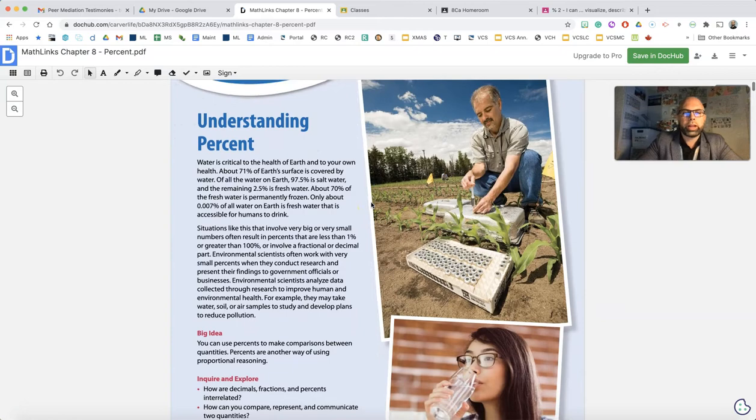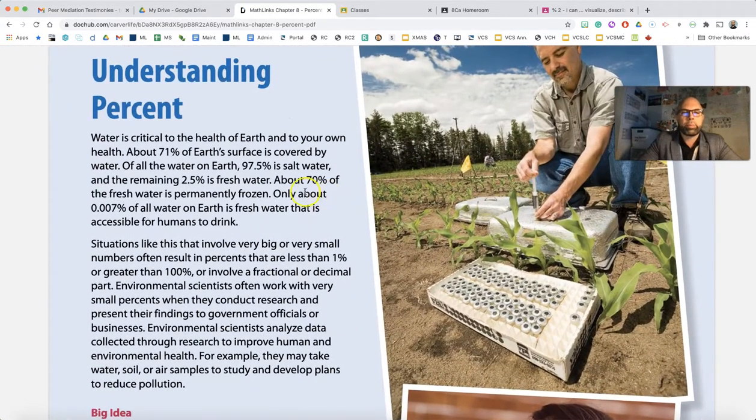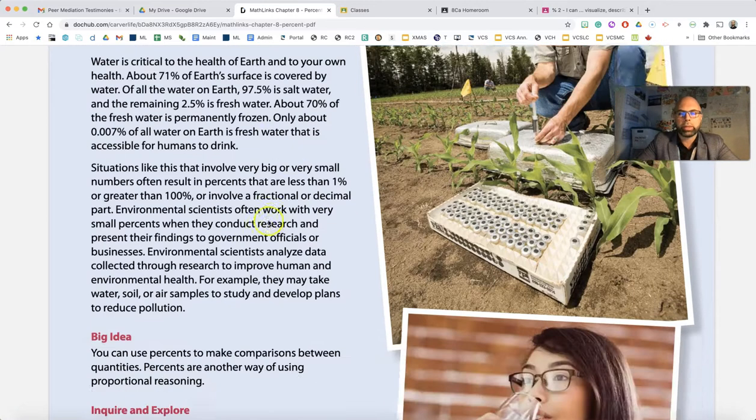All right, so understanding percent. They introduce the topic by talking about percents on the Earth. Let's take a quick look at those. 71% of Earth's surface is covered by water. 97.5% is salt water, and the remaining 2.5% is fresh water. About 70% of the fresh water is permanently frozen. Only about 0.007% of all water on Earth is fresh water that is accessible for humans to drink. That is remarkable. So that is quite a bit less than 1%. Let's move on a little bit.